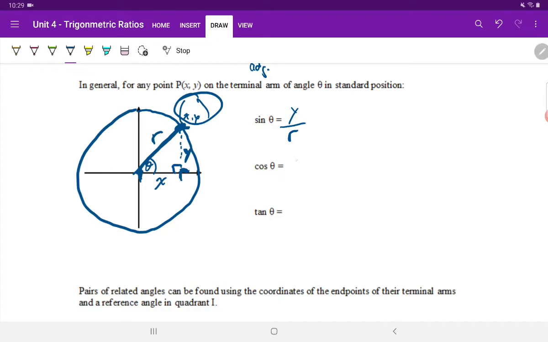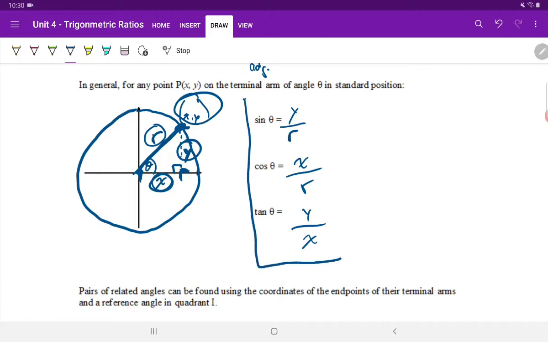Cos theta is x over r, which is, of course, again, adjacent over hypotenuse. Okay, that's our adjacent, that's our hypotenuse. Tan theta is opposite, which is y, over adjacent, which is x. Okay, opposite y over adjacent x. So please remember these formulas. Sine theta, y over r, cos theta, x over r, tan theta, y over x.